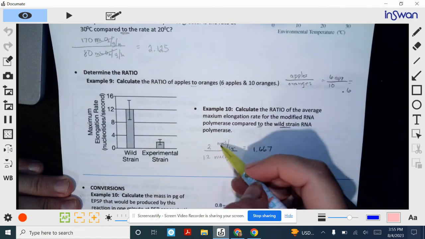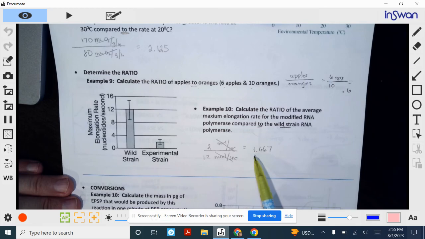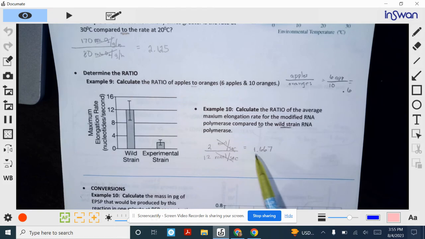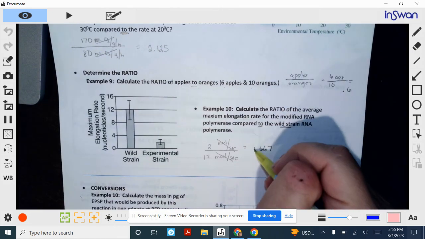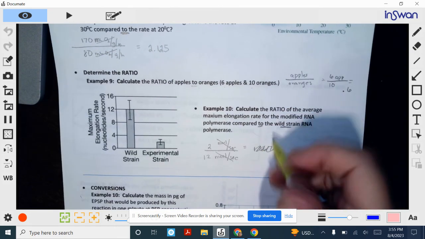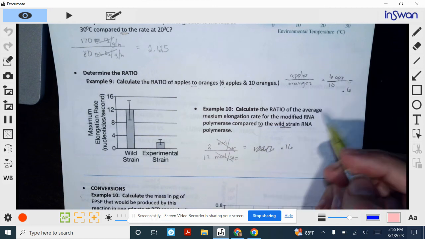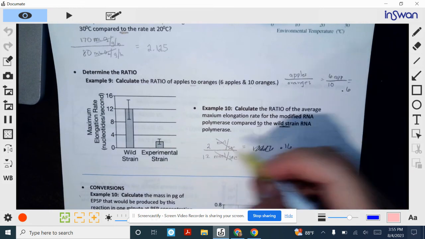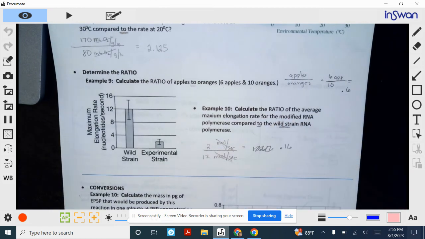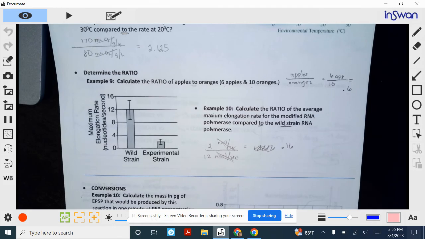1.667. There's no units. What this means is that this is almost, that doesn't seem right. What did we do wrong here? 2 divided by 12. Oh, that's why. Say that didn't seem right. This equals 0.16. Okay. All right. And again, there's no units because they cancel out.